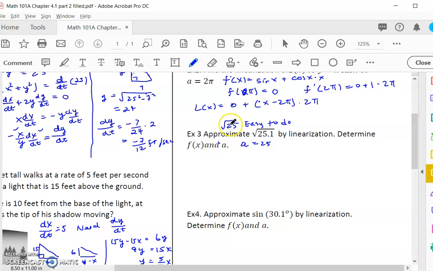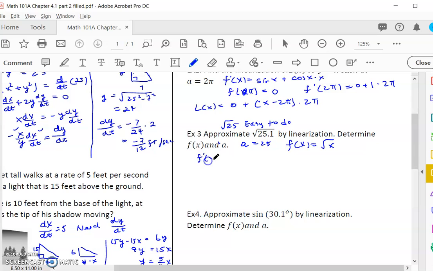And what is f of x? What do I do with this 25? I need to do a square root. So my f of x is the square root of x. This is the most important thing because they don't tell you. They just tell you that they want to approximate something that is close to a number. But what number? Well, I would do 25, not 24, because square root of 25 is easy to do. So that is a.